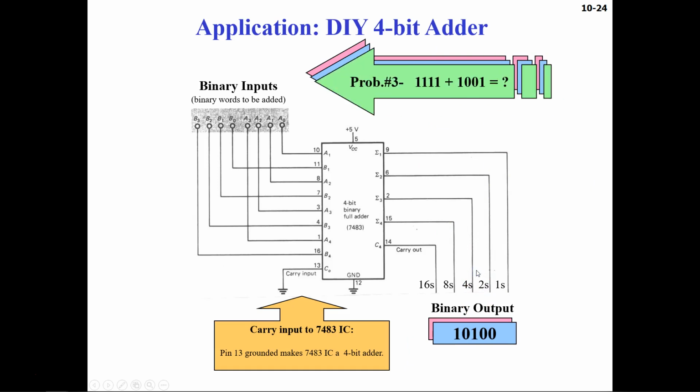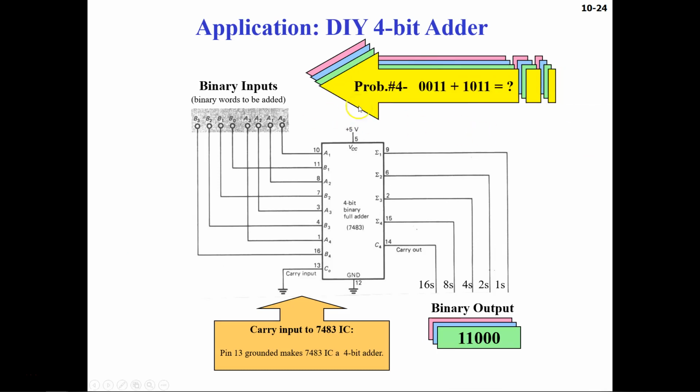And let's do this problem, when you are asked to add all 4 ones. So 1111 plus 1001. So this is your A and this is your B input. So for this particular case, you can take a pause and see what answer comes out, and then you can match it with my answer. So my answer for this binary addition of 4-bit numbers is 11000.